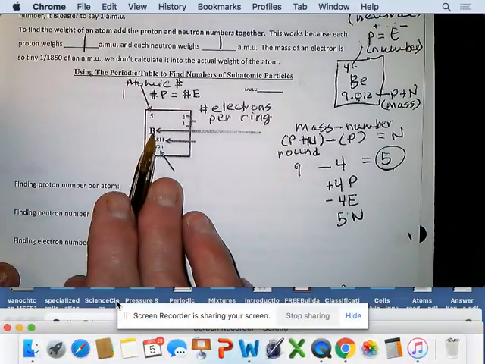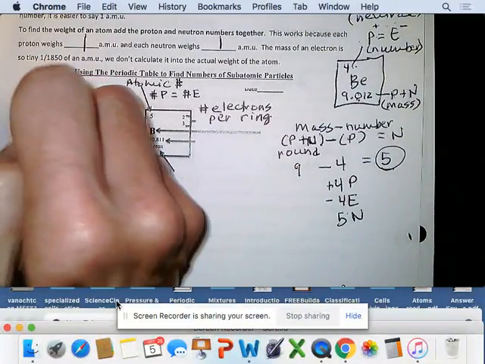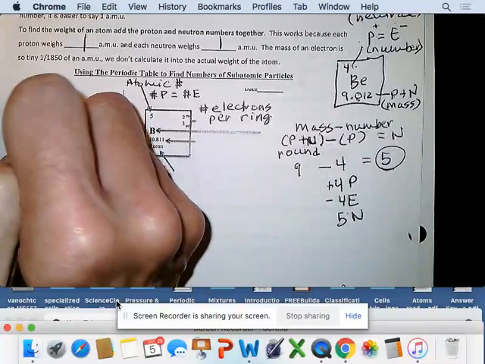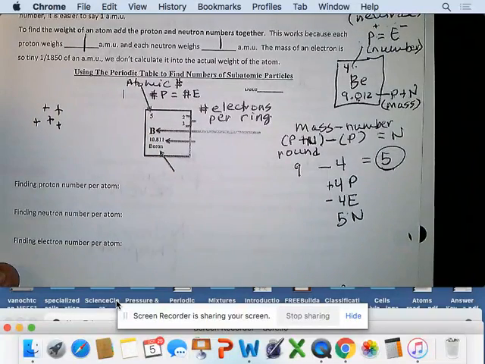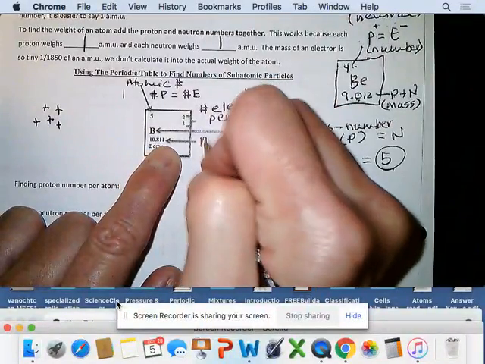So if we were going to draw a boron atom, we would put 1, 2, 3, 4, 5 particles in the nucleus. Now I want to do the neutrons before I do the electron rings. And again, I would copy this down. So James, make sure you're copying it down. So 10.8, this is the atomic mass.